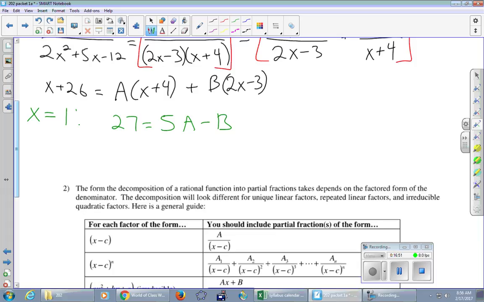How did I get X equals 1? I just picked a number. You can pick any number you want to. X equals 10. Just plug in X equals 10. You can't go wrong here. On the left-hand side, 36 equals 14A. And there, careful, it's 10 minus 3, right, 17, B.